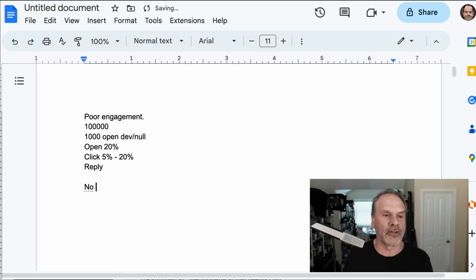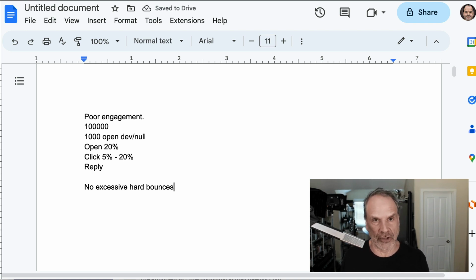Now that also means no excessive hard bounces. If you're sending to a list that has lots and lots of hard bounces, you're going to get into the spam folder, and it's going to really mess up your reputation. That means their email addresses don't exist, or they're rejected by corporations, or lots of other reasons. So assuming all that, the biggest reason you're going to be in spam is poor engagement.